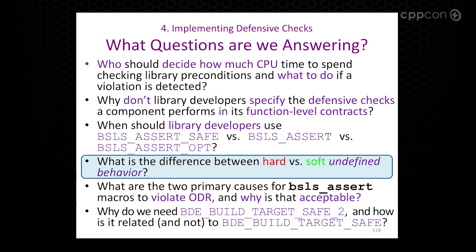This is really important. This is the big message here: they're not the same thing. Hard undefined behavior, cats get pregnant. Soft undefined behavior, cats remain childless.